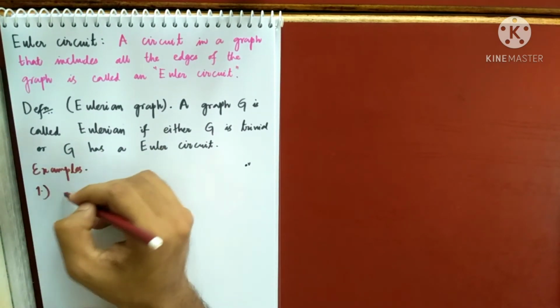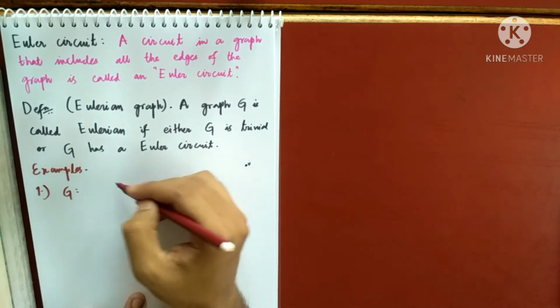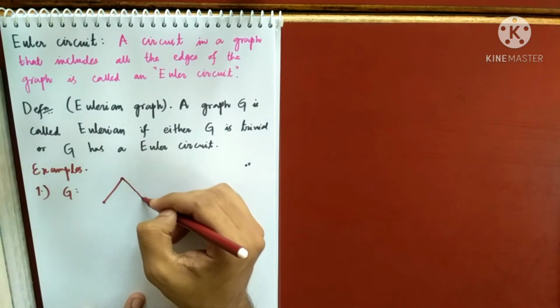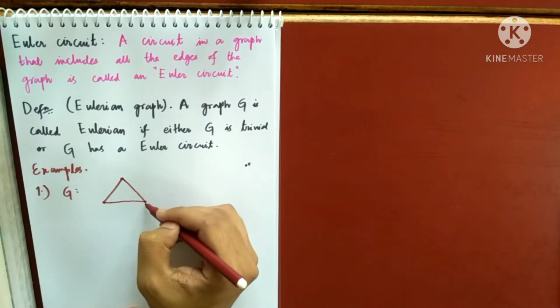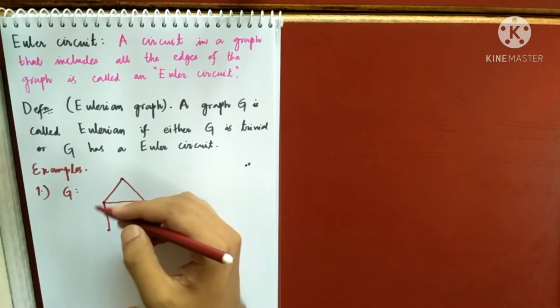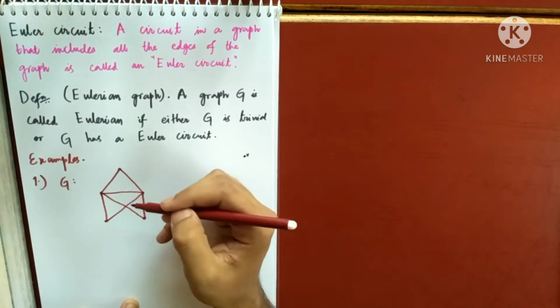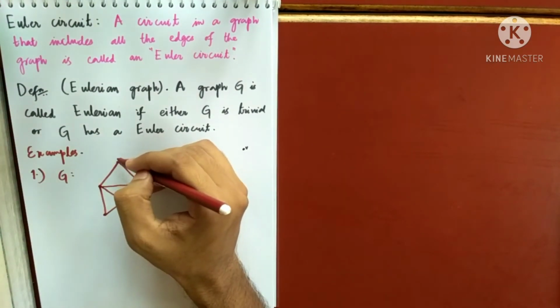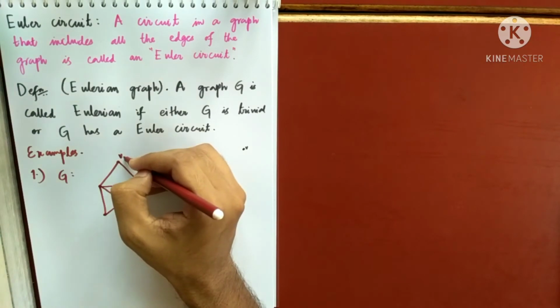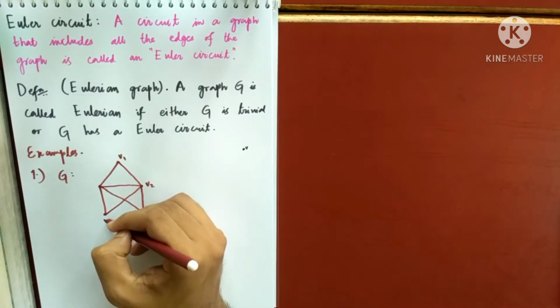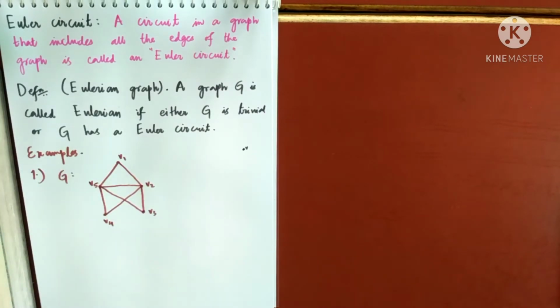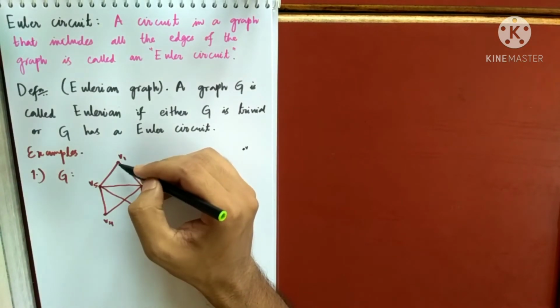See this example, consider this graph G. I'm not taking the Königsberg bridge problem now. Let's take this graph G and see whether it is Eulerian or not. Let me call these vertices V1, V2, V3, V4, V5. So how can I determine whether this graph is Eulerian or not? I have to find a circuit that consists of all the edges of this graph. So let's see whether it is possible to find such a circuit.